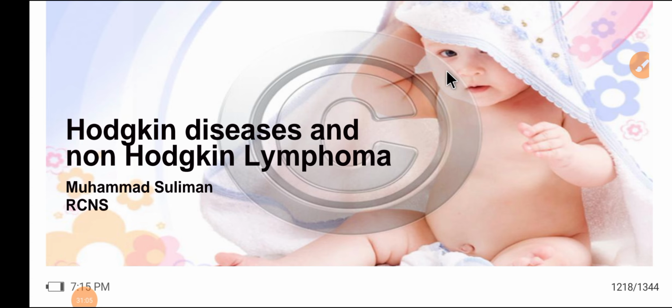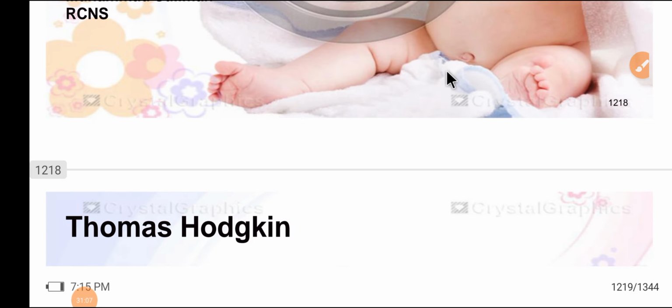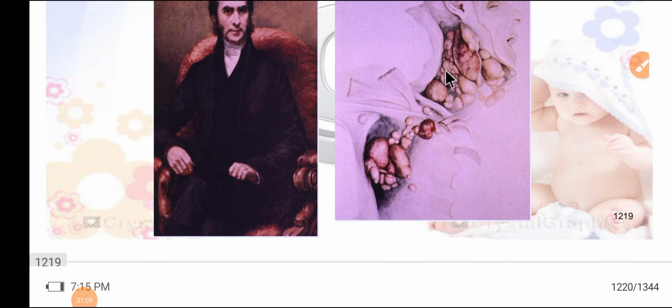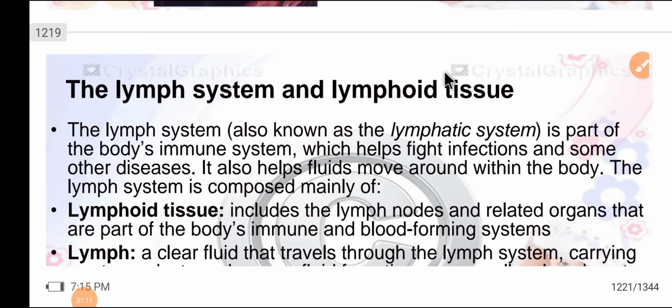Hodgkin disease and non-Hodgkin lymphoma. Thomas Hodgkin. The lymph system and lymphoid tissue. The lymph system, also known as the lymphatic system, is part of the body's immune system, which helps fight infections and some other diseases. It also helps fluids move around within the body.